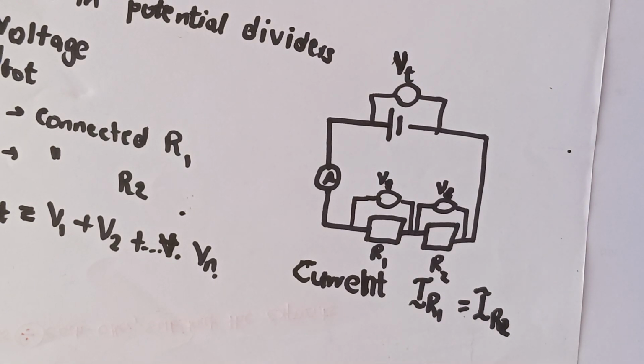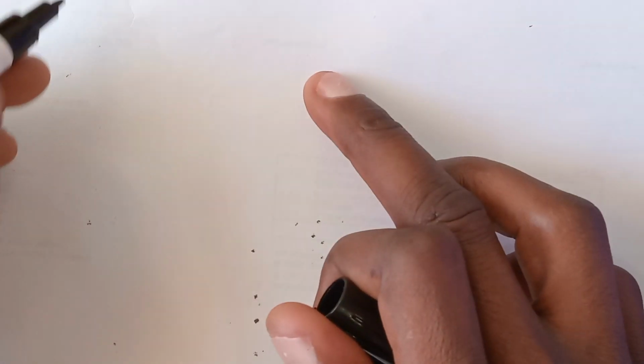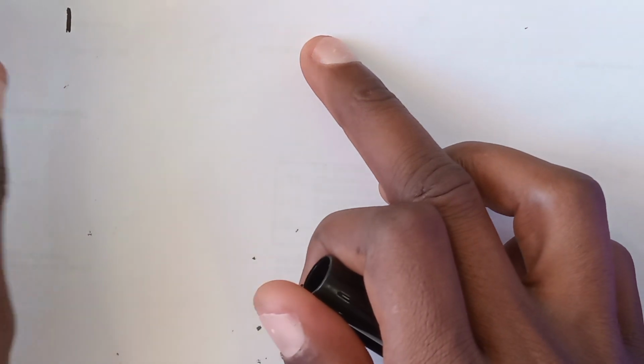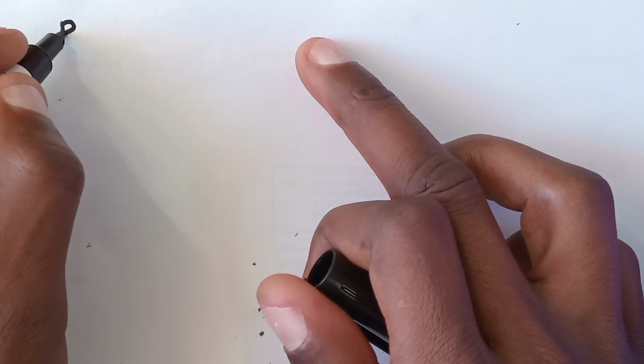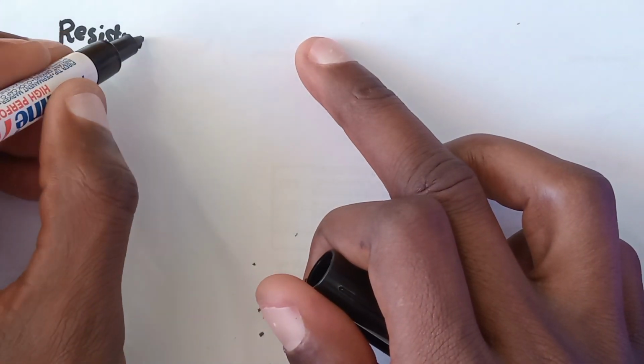All right, now I think we have to look at the resistors that are connected in parallel. Okay, I have a little note there. But anyway, let's continue. Now, the resistors that are connected in parallel.